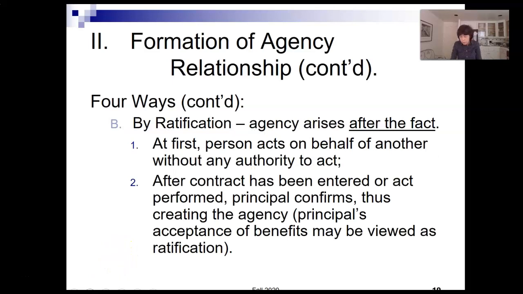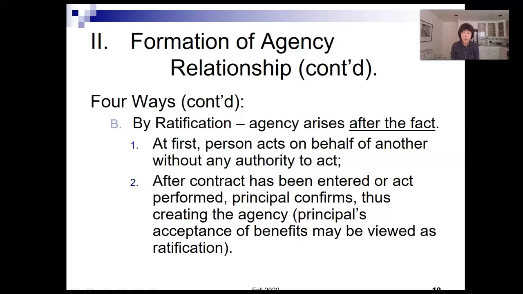Right, second way that an agency might be created would be through ratification. Now you should remember this term from Business 12A, right? This comes up in connection with contract law. And so it's a similar idea applied here, all right? An agency by ratification means the agency arises after the fact. There is no agency to start with, but the so-called agent acts on behalf of another person.